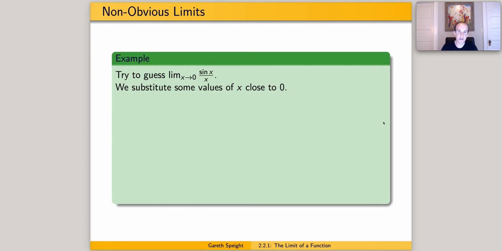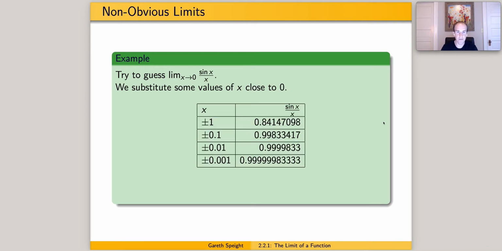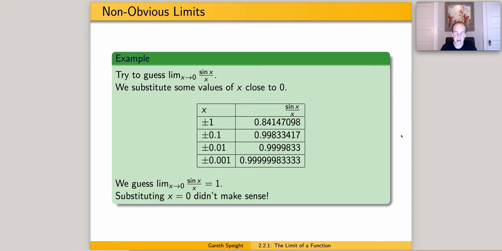Nevertheless, let's substitute some values of x which are close to 0. So starting with plus or minus 1, but that's not very close, so we have to go closer. So plus or minus 0.1, plus or minus 0.01, plus or minus 0.001. Okay, trust me on the calculation. And you can see as x is getting closer and closer to 0, either from the positive or the negative, sine x divided by x is getting very, very close to 1. It's not a proof, but based on that calculation, we might guess that the limit of sine x divided by x equals 1. And actually, that's true.